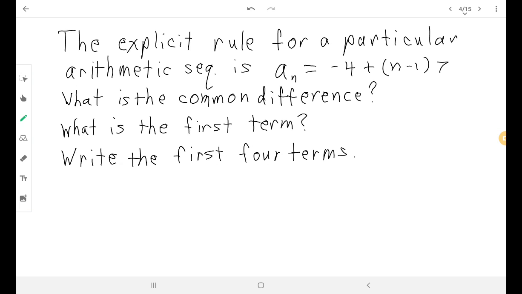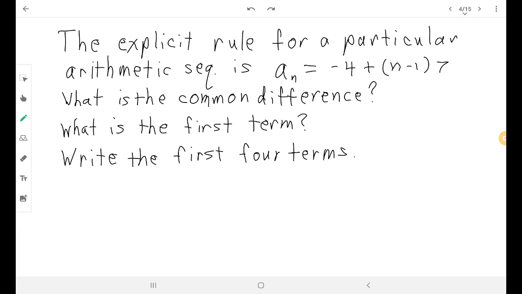So they give me an explicit rule or an explicit equation that says to get the nth term, that is some specific term in the sequence, take that number of term that you want and plug it in right there for n, and do the arithmetic and figure everything out, okay? The first question is, what is the common difference?